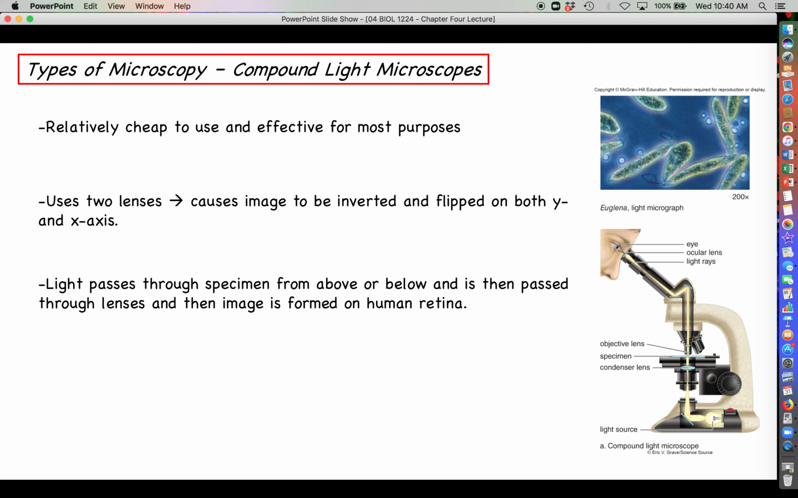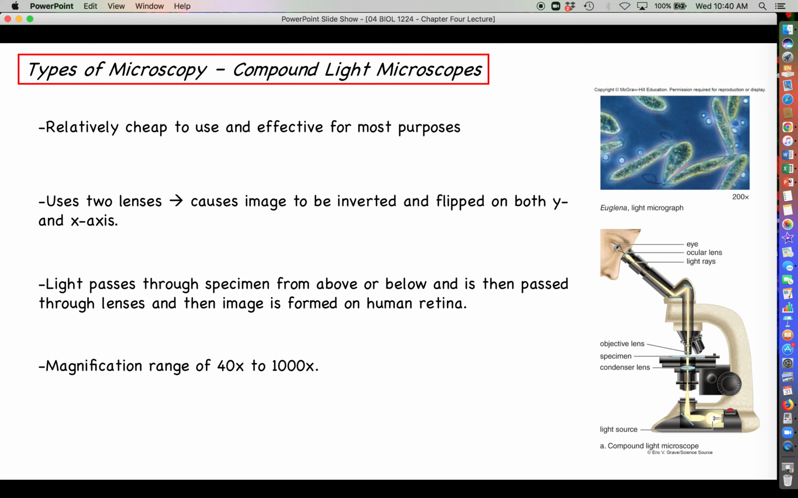The major thing that's happening here is that as the light comes from the light source and then eventually ends up on your retina, because of the way the light is being passed through these lenses, the object that you're looking at on the slide here, the specimen, is going to appear several orders of magnitude bigger than it actually is on the slide.